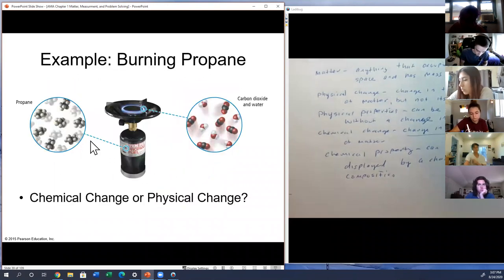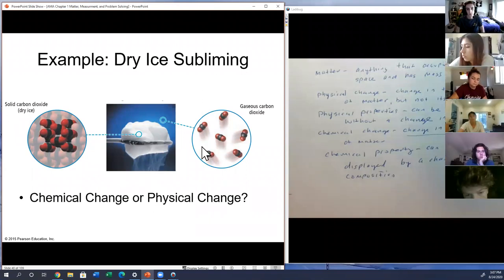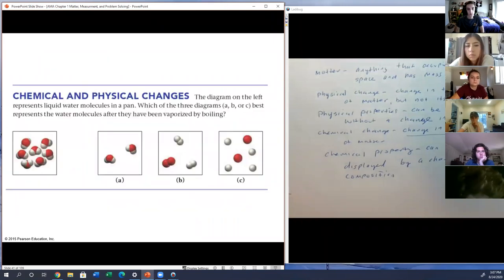Here's burning propane. Chemical change or physical change? Chemical. Chemical change, very good. The sublimation of dry ice. You've all seen dry ice before. It's made of carbon dioxide. When it sublimes, is that a chemical change or physical change? Physical, right? Notice CO2, still have CO2, so that's physical. All right, very good. All right, let's have a quick question here. All right, go ahead and answer this question.